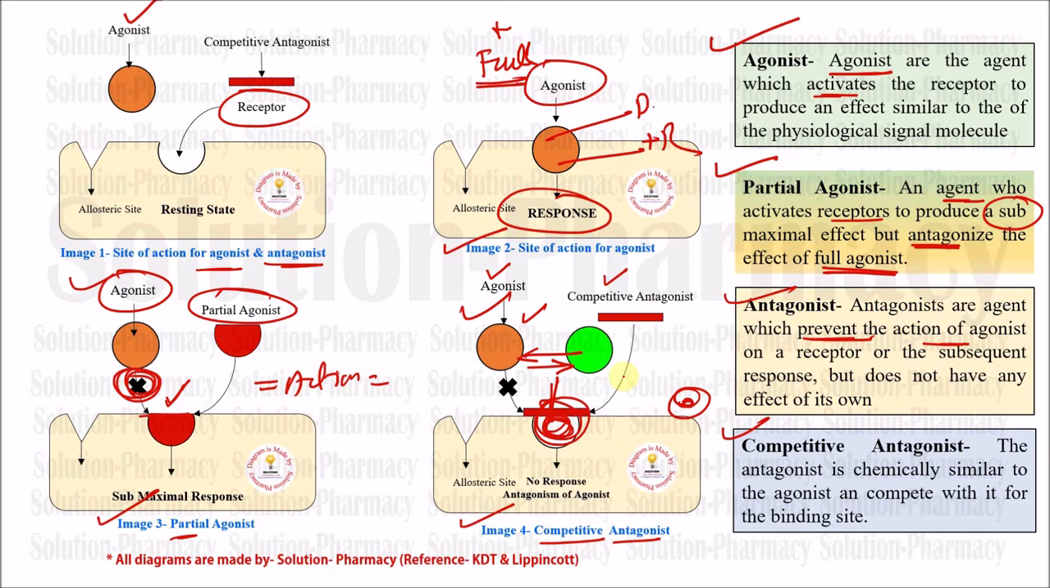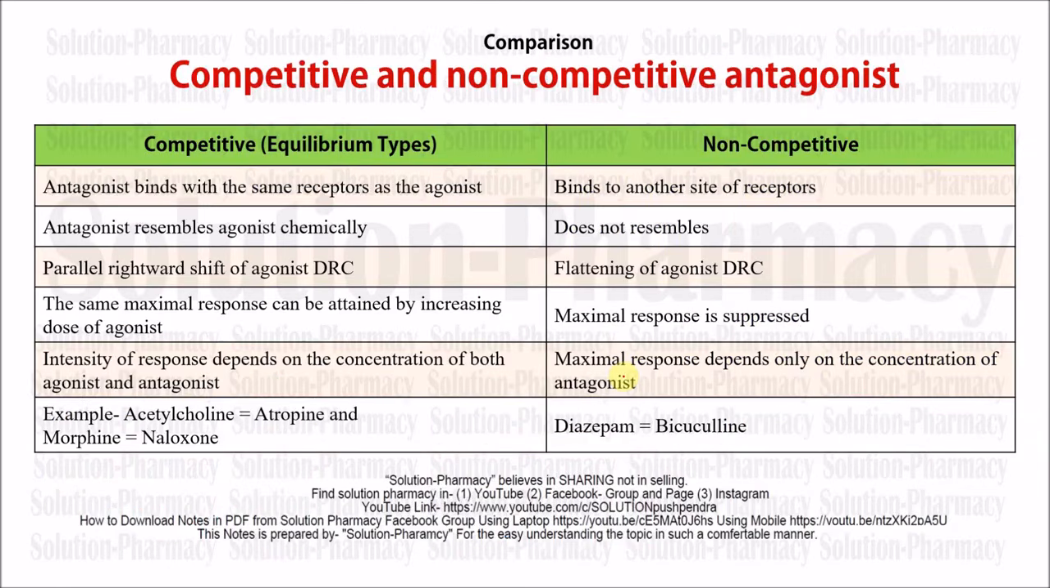So let's start the differentiation between competitive and non-competitive antagonist. Here in this table, I just tried to make the concept clear. First, on your left side, there is a competitive antagonist, that is also known as an equilibrium type, and on the right side, this is a non-competitive antagonist. So difference number 1, antagonist binds with the same receptor as the agonist. As you saw in the image, both agonist and antagonist are fighting for the same binding site.